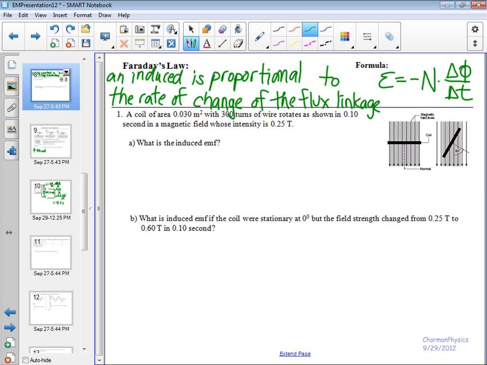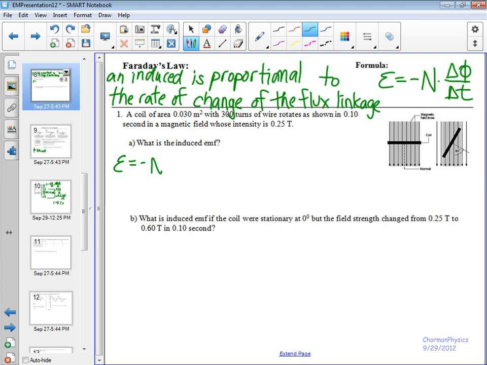There they are. A coil of wire with area equal to 0.030 meters squared and 300 turns of wire. That means big N is 300, right? It rotates through that magnetic field in a time of 0.10 seconds. The magnetic field has an intensity of 0.25 Tesla. What is the induced EMF?